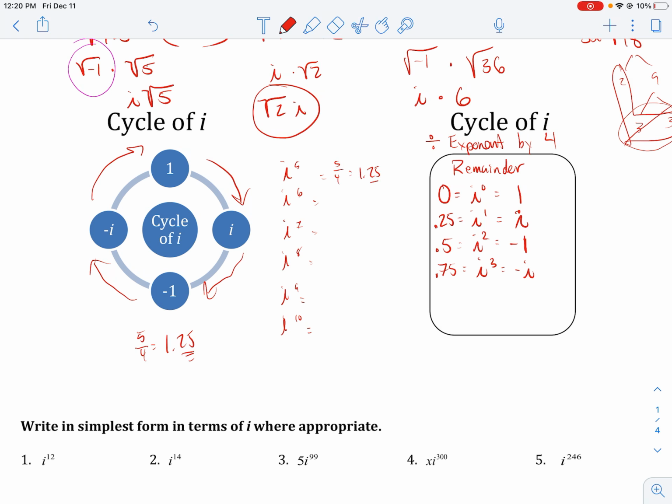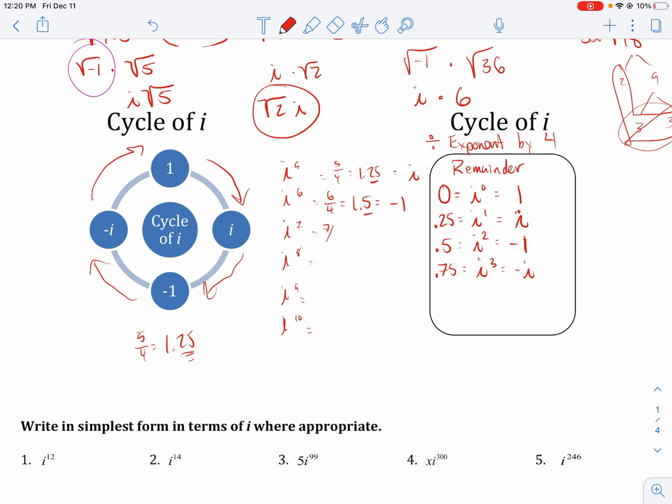1.25, so it's a remainder of 0.25. So i to the 5th power is just equal to i. Well, i to the 6th power. All right, well, 6 divided by 4 gives me 1.5. And so with a remainder of 0.5, that means i to the 6th power is just equal to i squared, which is just equal to -1.